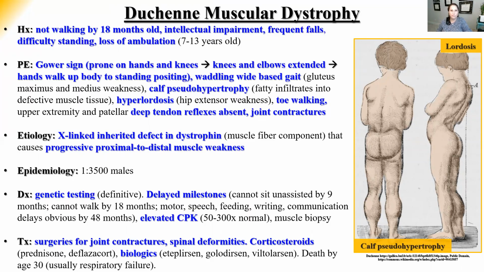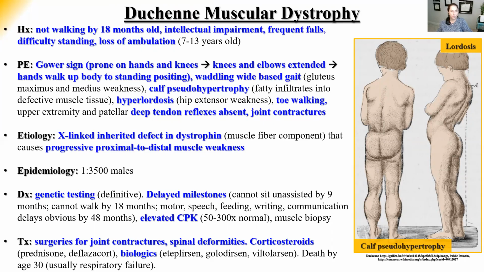A waddling, wide-based gait because they have weakness in their gluteus maximus and their gluteus medius muscles. If you look at the picture here, calf pseudohypertrophy, they develop fatty infiltrates into the defective muscle tissue. Hyperlordosis, you can see in this picture here, that lumbar curvature of the spine. This develops in response to hip extensor weakness. Toe walking, decreased or absent deep tendon reflexes in the legs, and then finally joint contractures. This is 1 in 3,500 males. Genetic testing is going to be definitive for this. We know it's an X-linked disorder.